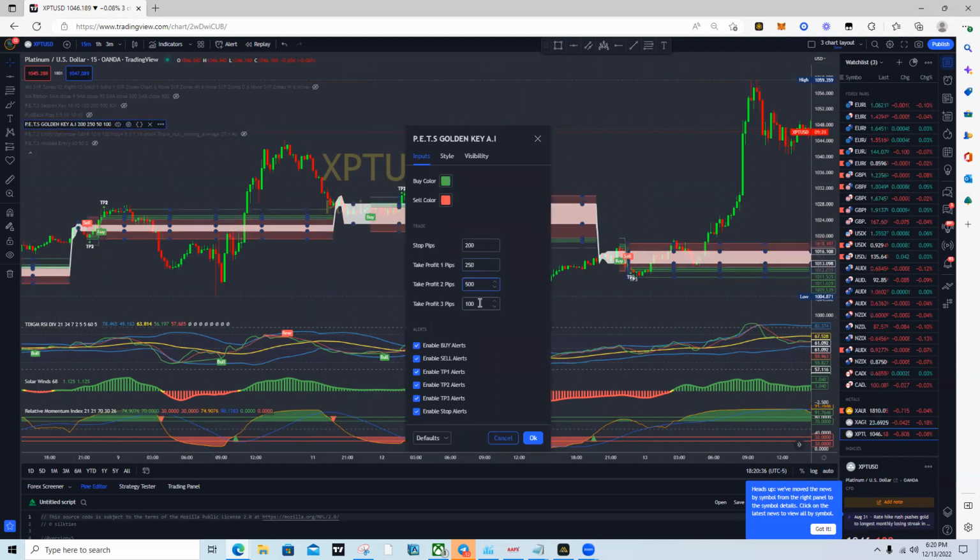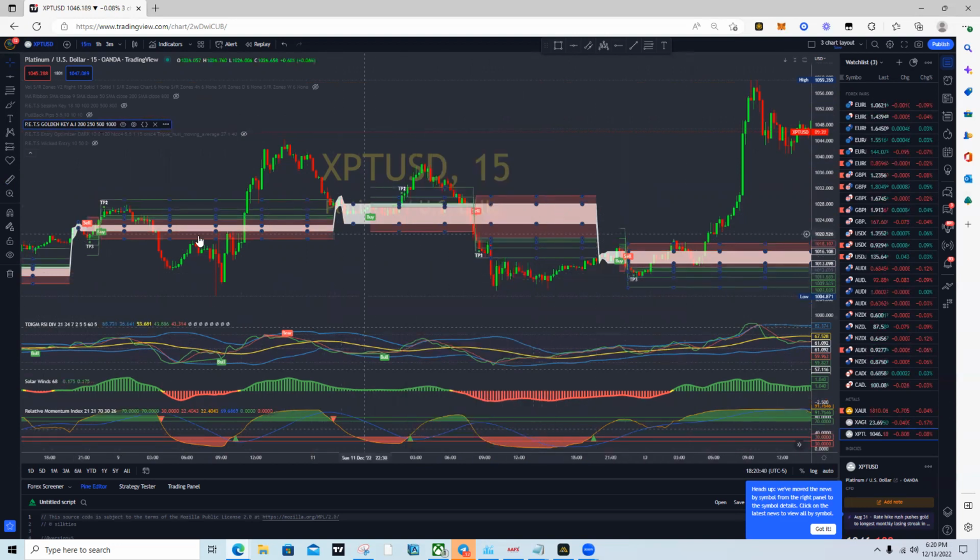So it makes sense. This is an indice. Add that 0. See how close these take profits are for platinum? This buy went straight to 550 pips, 500 pips. This is platinum. Look at this buy. Lord have mercy.